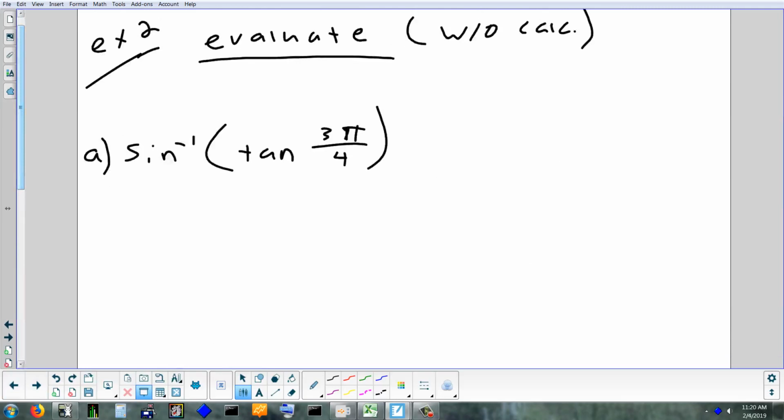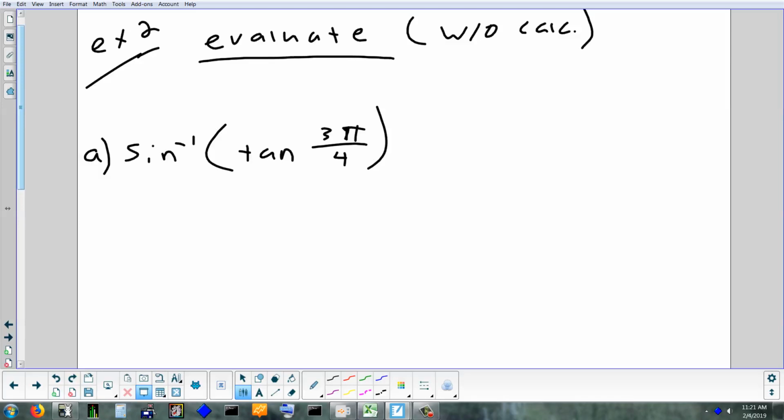Inverse sine of the tangent of 3 pi over 4. So they want us to figure this out without a calculator, which means it has to be a special problem. It can't come out to like random numbers. Something special must happen here.